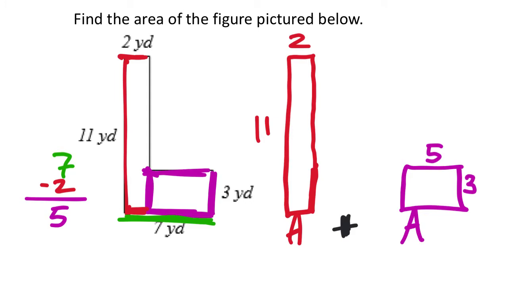So the area of the red there is 2 times 11, length times width, which is 22. Again, that would be 22 square yards, by the way. Well, I'm not going to worry about the label until we get to the final answer on this one. And the area of the purple shape, length times width, 5 times 3, which is 15.